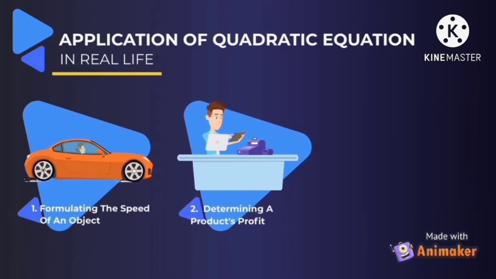The second is determining a product profit. Sometimes calculating a business profit requires using a quadratic equation. If you want to sell something, you need to decide how many items to produce so that you will make a profit. By using a quadratic equation, however much your item costs to produce, you can set this equation equal to that amount and choose a price from there to figure out a profit.